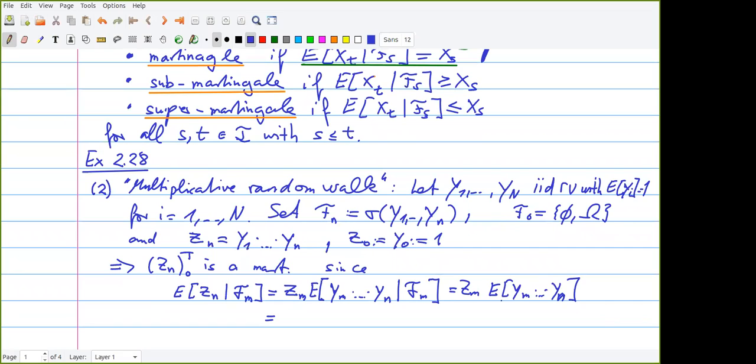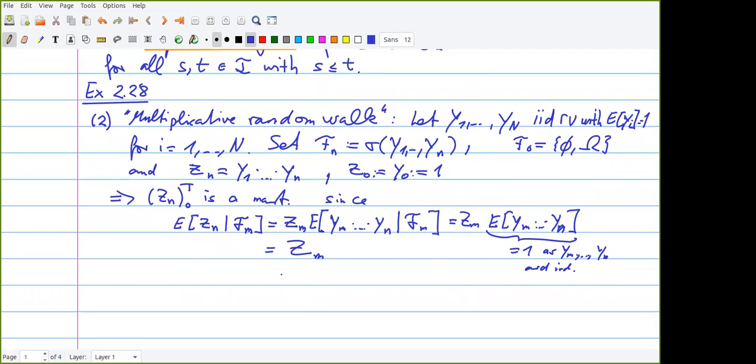And here we are. Well, this is just 1. By independence, the Y are independent, we get Zm. So indeed, we have seen that this is now a martingale.